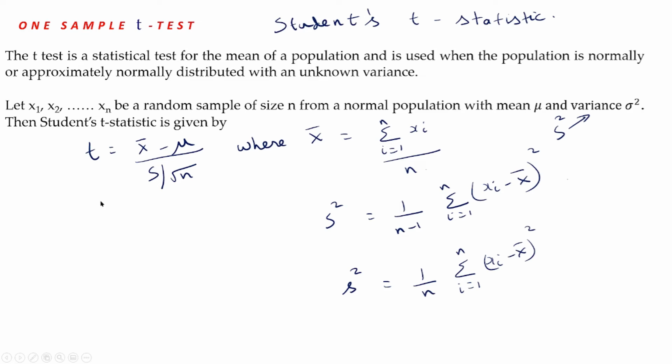So let us just remember this formula. In my next video, I will explain how we can use the sample variance to find the test statistic t. So t is given by x bar minus mu upon s by root n, where x bar is the sample mean and s is given by s square equal to 1 by n minus 1 summation xi minus x bar the whole square. Mu is the population mean and n is the sample size.